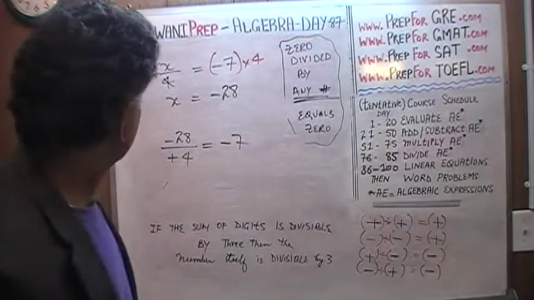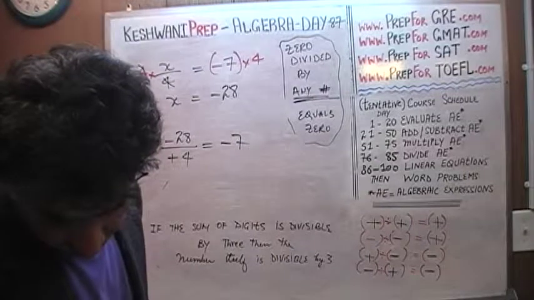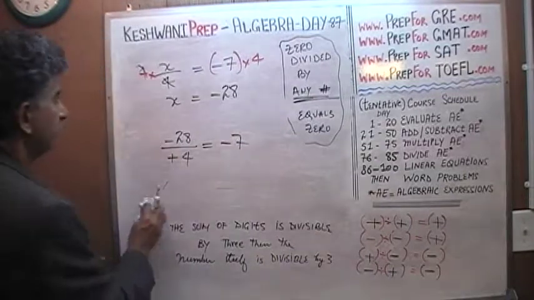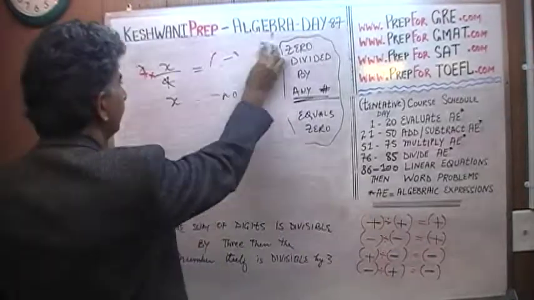What number was this? This was number 5. Let's go to the next one then. I need the room again, so I need to erase everything. Number 6.